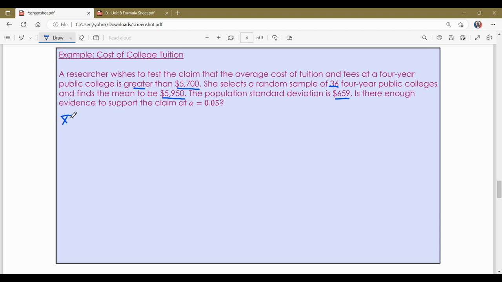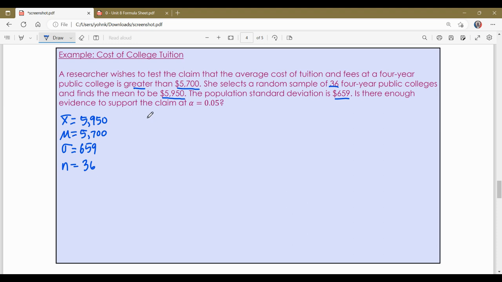All right, so I need x bar, I need mu, I need sigma, and I need n. So x bar is our sample mean. We sampled 36, that's our n, and we found the mean to be 5,950. There's our x bar. Our population standard deviation sigma is 659, and our population mean is 5,700. That's our mu.